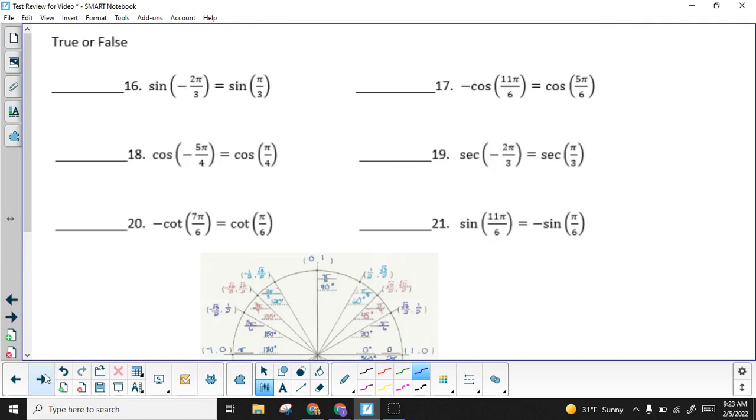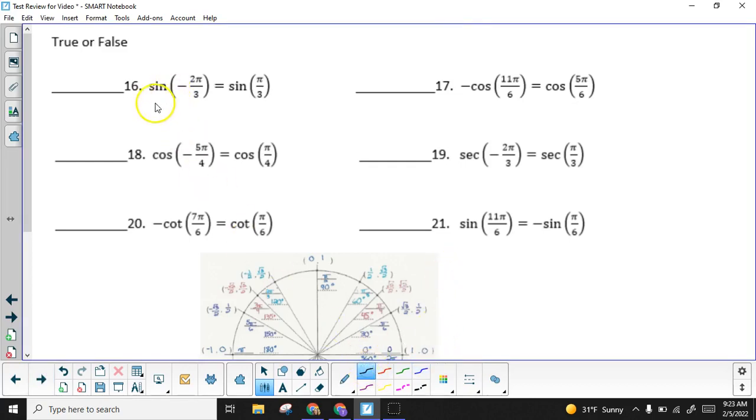Moving on to the next section. This one, sometimes students have a lot of trouble with this. For each one, true or false, we need to determine the value of what's on the left side and the value of what's on the right side and see if they are the same thing. You do need to know your unit circle for this.